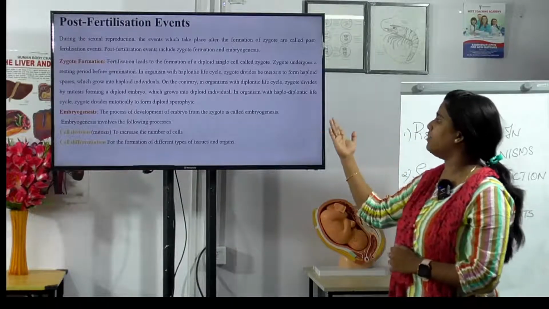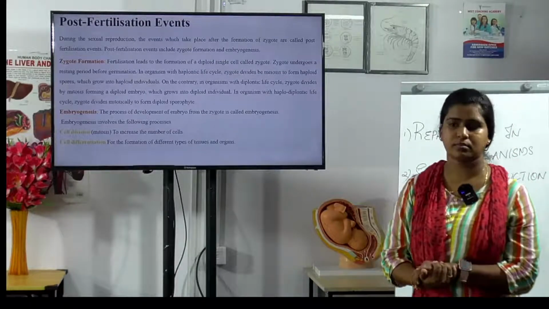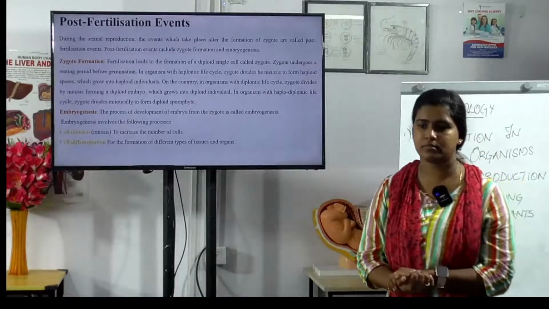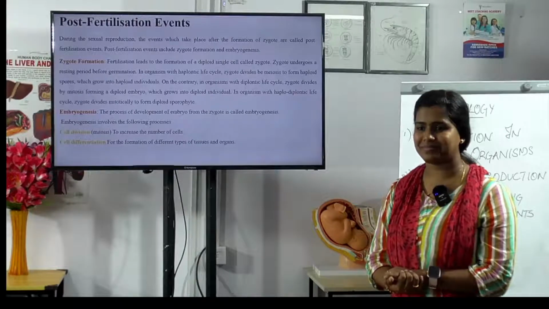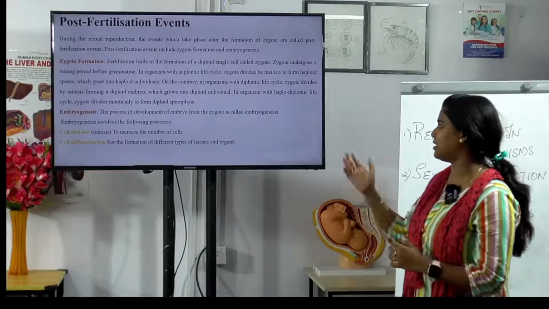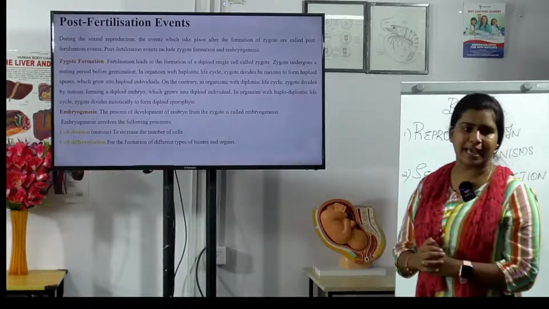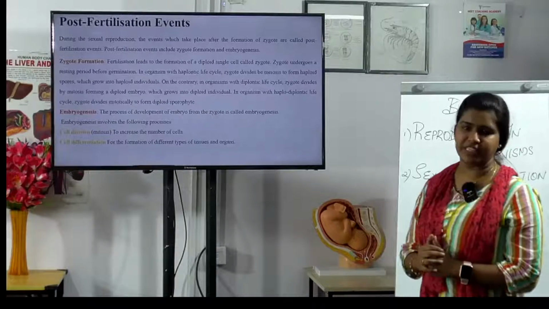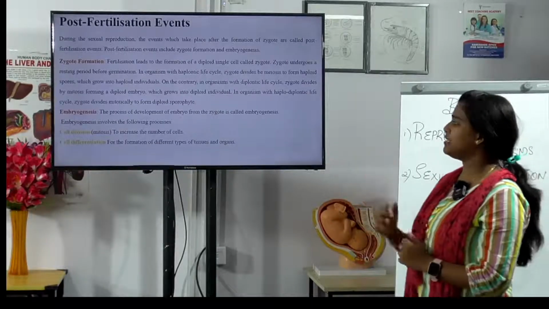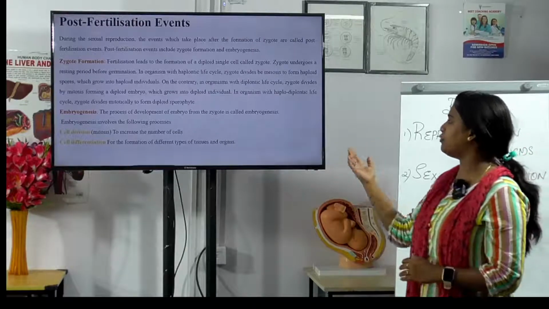And what is embryogenesis? Development of the embryo from the zygote is called embryogenesis. There are two processes: one is cell division, the other is cell differentiation. Cell division is nothing but mitosis, which increases the number of cells, but differentiation forms the different types of tissues and organs.